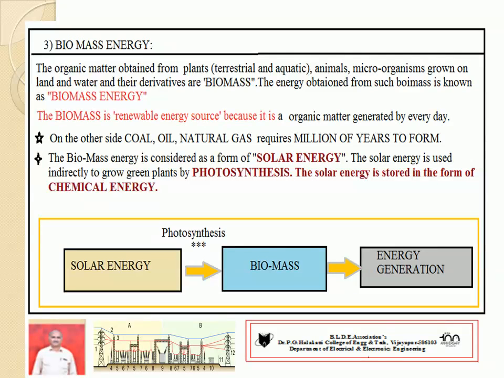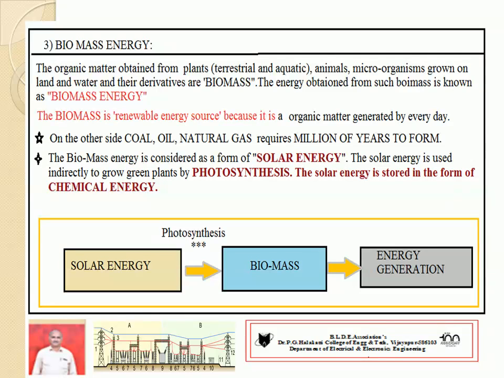On the other side, coal, oil and natural gas require millions of years to reform, hence they are not in the group of renewable energy sources. So biomass is in the group of renewable energy sources, that is one idea. It is also referred to as indirectly solar energy. So biomass energy is considered a form of solar energy.